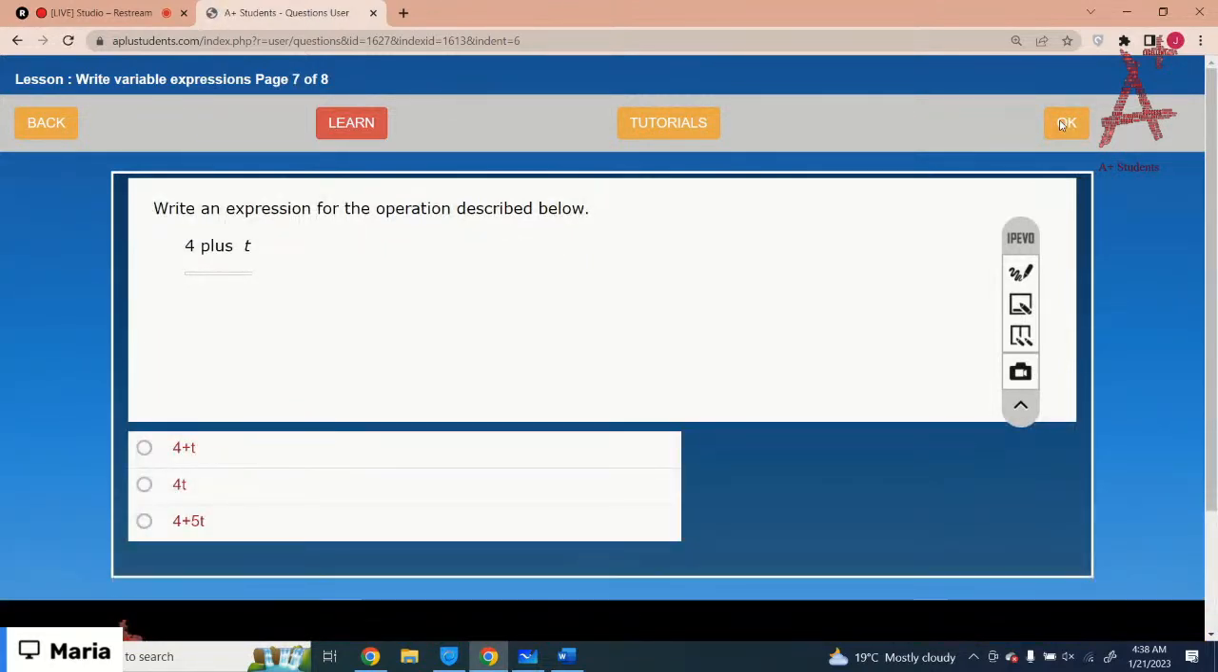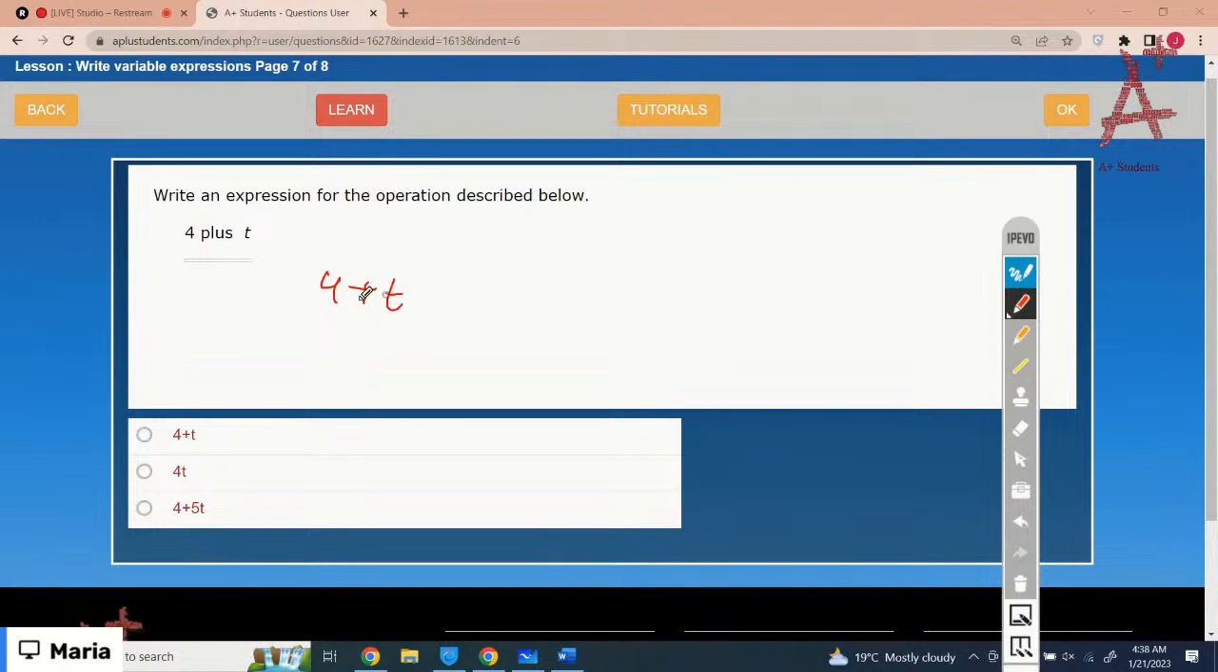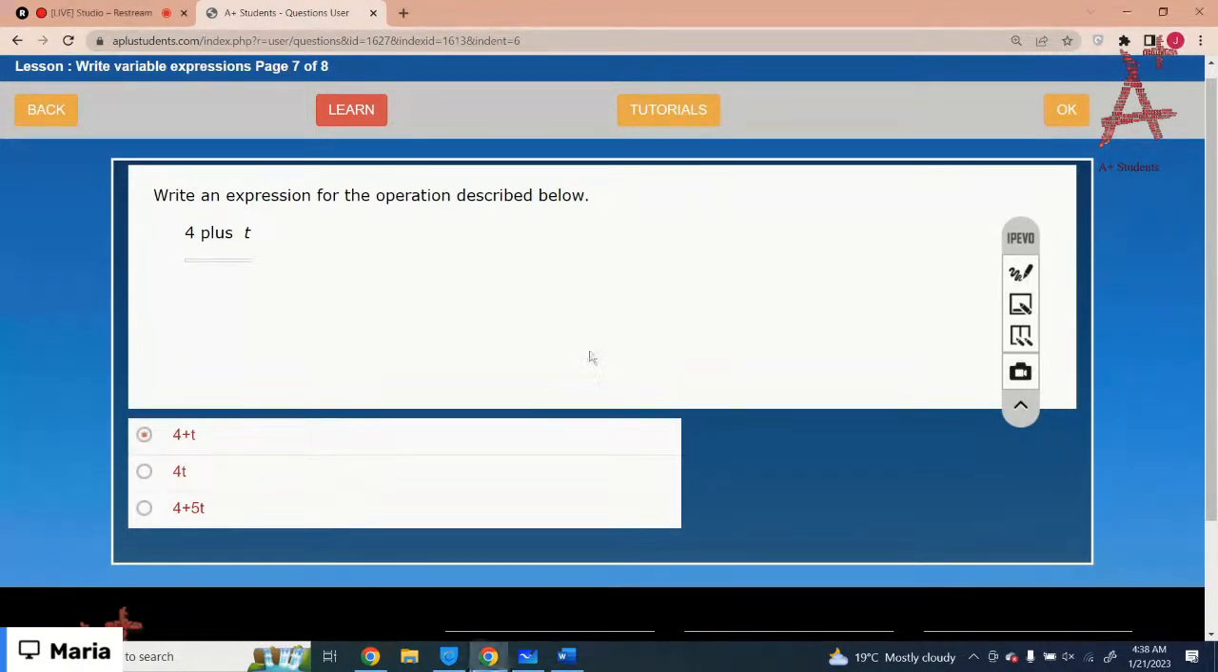Write an expression for the operation described below. 4 plus t. You have to add t to 4. So just do 4 plus t. Got it? Option number 1 is the correct option. Just select the correct option, then click on the OK button.